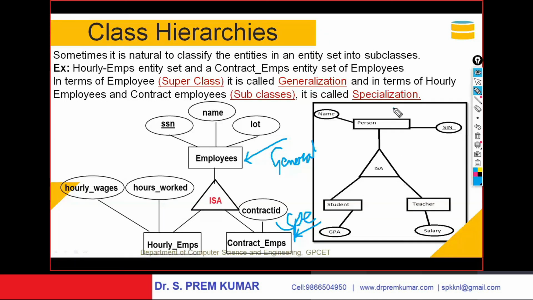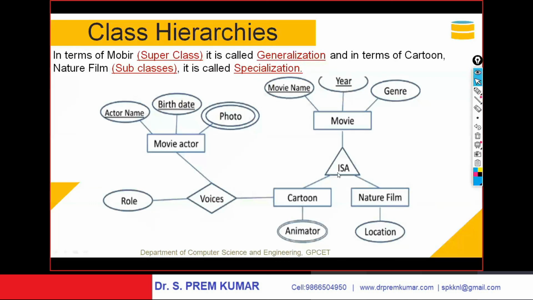The person is called generalization. If you say the person is a teacher, then it is called specialization. The person is a student, this is called specialization. If you come to the bottom level, this is called specialization. At the top level, we call it generalization. This is called class hierarchy. What I taught you now is called class hierarchy.